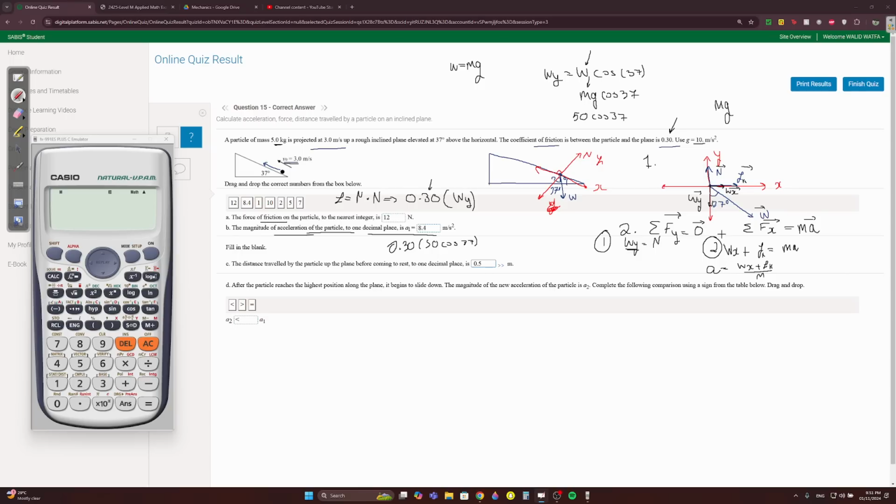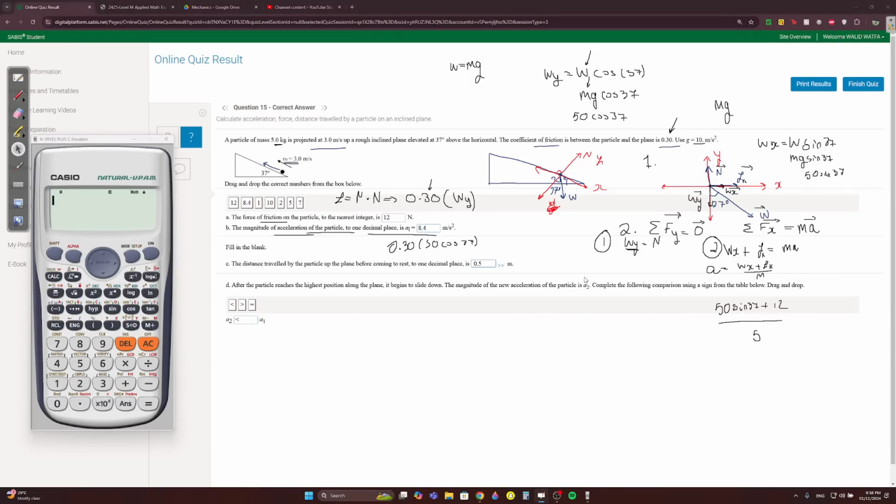What's Wx here? Guys, since the angle is with the vertical, Wx is going to be W sine 37, so mg sine 37. So 50 sine 37. If you start from mg sine 37, you can just use mg as 50. So you're going to get 50 sine 37 plus Fk. We found the friction in part A, so plus 12 over the mass 5.